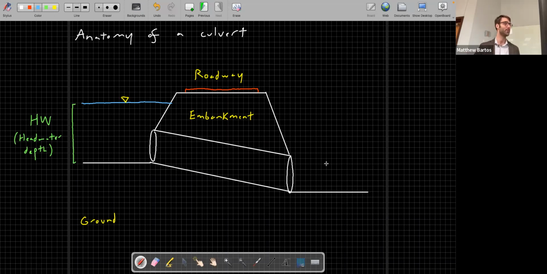Okay, we'll also have some tailwater at the downstream end. So let's say it's not fully submerged to the downstream end. The depth here is TW. So this is the tailwater depth.